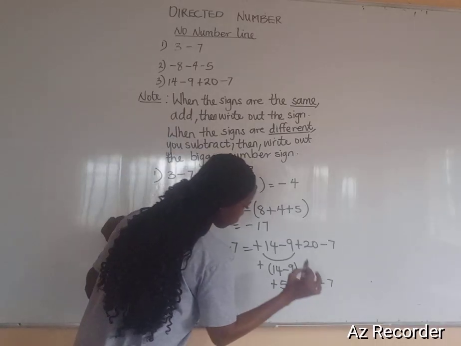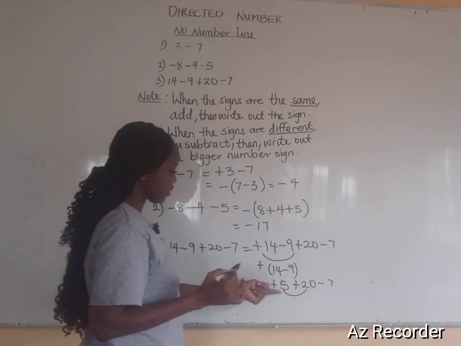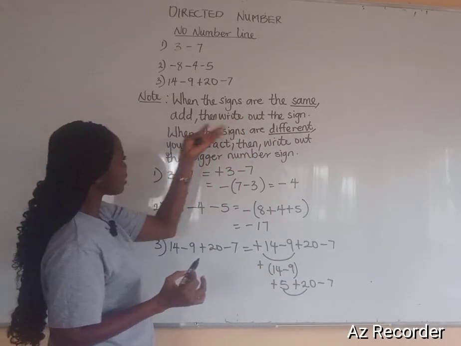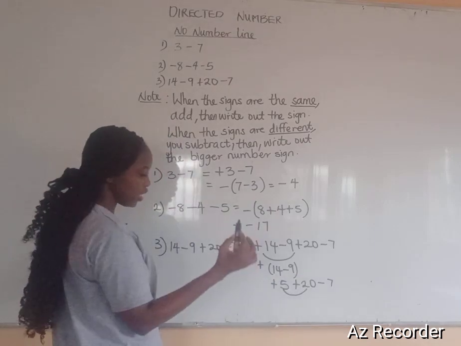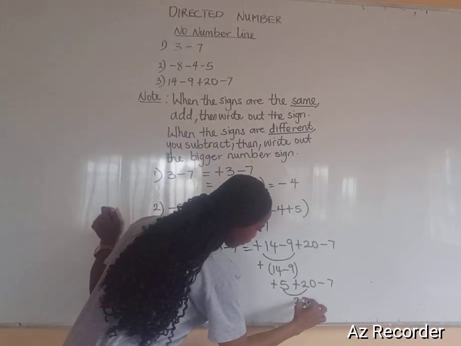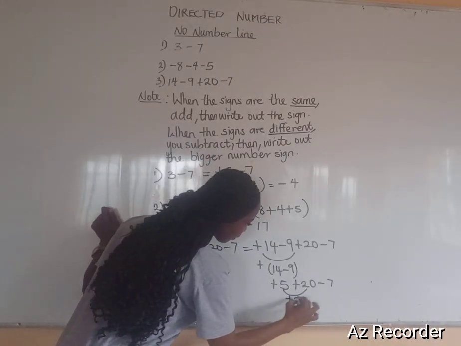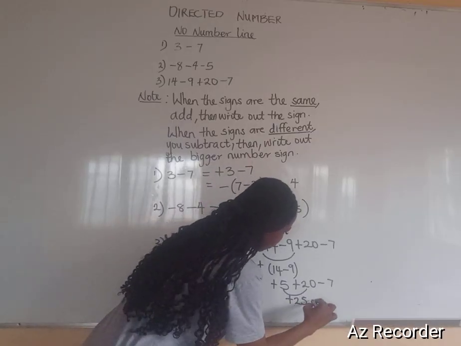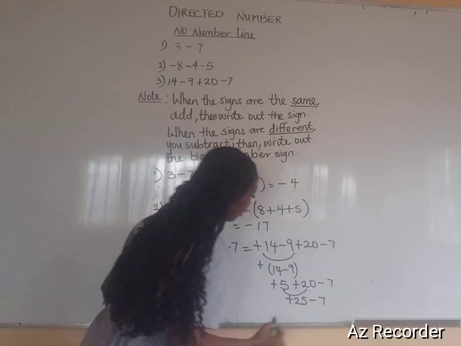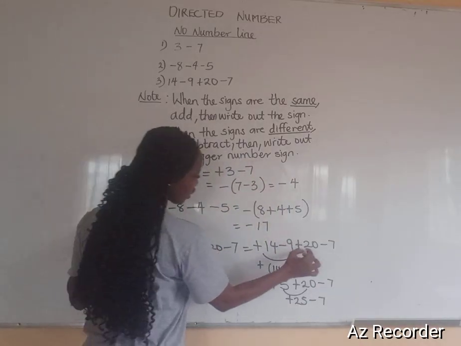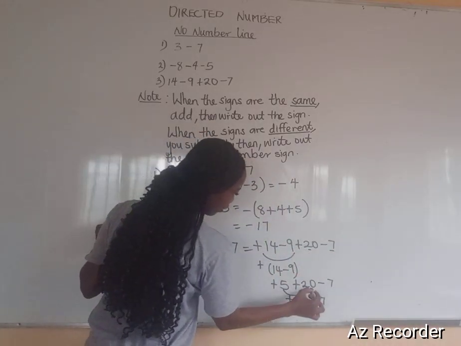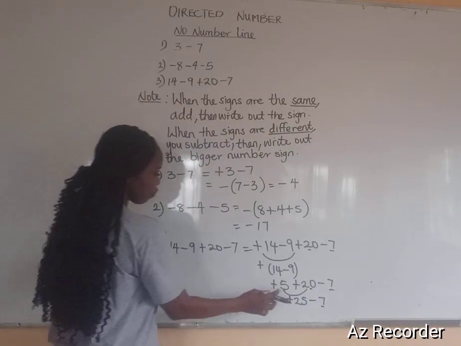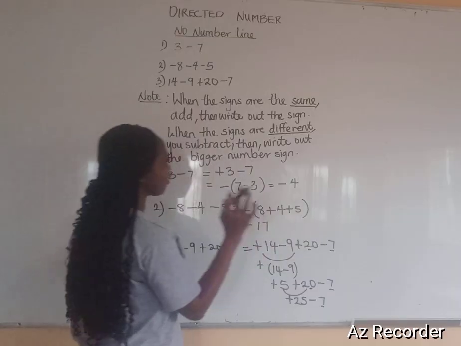Now, plus 20 plus 5, plus 5 plus 20, the signs are the same. And when they are the same, you add. 5 plus 20 is 25, and the sign is plus. So I'm going to do my plus 25 minus 7. I'm bringing out this one. Remember, the first one, I left these two, and I brought them out. Now I'm bringing out the 7. So plus 25 minus 7.